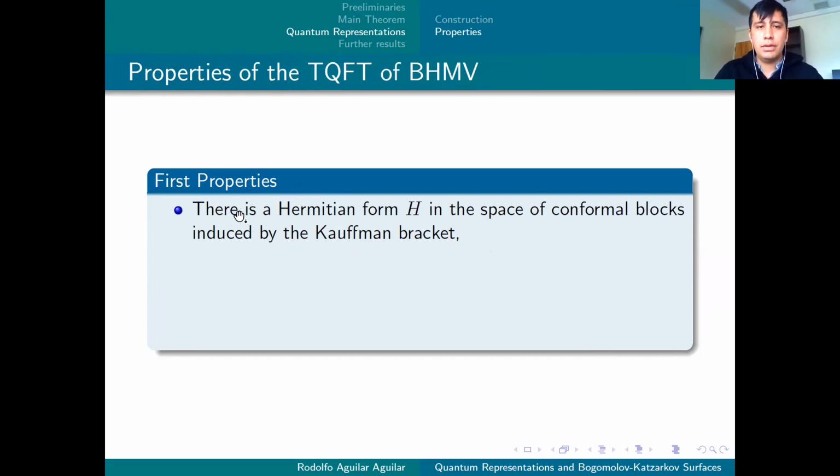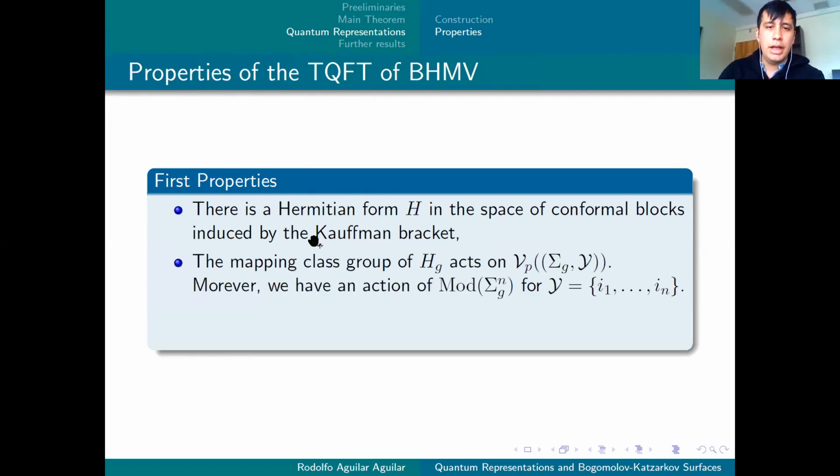So you have a Hermitian form in the space of conformal blocks induced by a Kauffman bracket. This is a bracket for links in S3, and there is some way of putting a Hermitian form here. Now, we can also define the mapping class group of the handlebody, and it will act on the graph. Imagine you have a graph and you make some twisting. You will have some twisting of the graph, and as we have a ribbon graph, something that detects twisting, we can see the action on it.